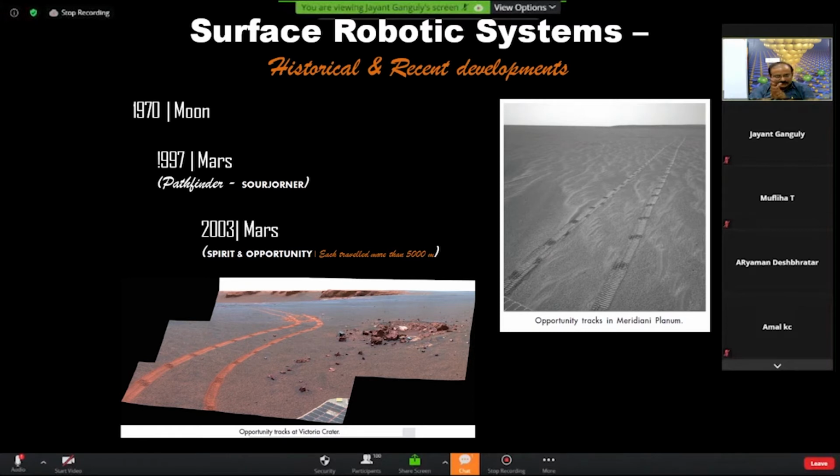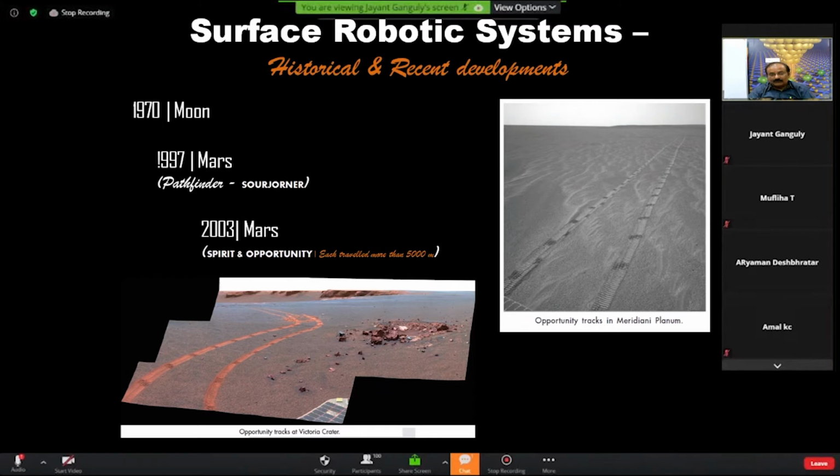Surface robotic systems started long back, and the first one was in 1970. It was not on Mars but on the Moon. So we first aspired for the Moon, and in 1997 we had the Mars Pathfinder mission, on which the surface robotic system was the Sojourner. That was the surface robotic system which landed, and it gave us a lot of pictures and did a lot of tests of the surface by moving on the surface of Mars.